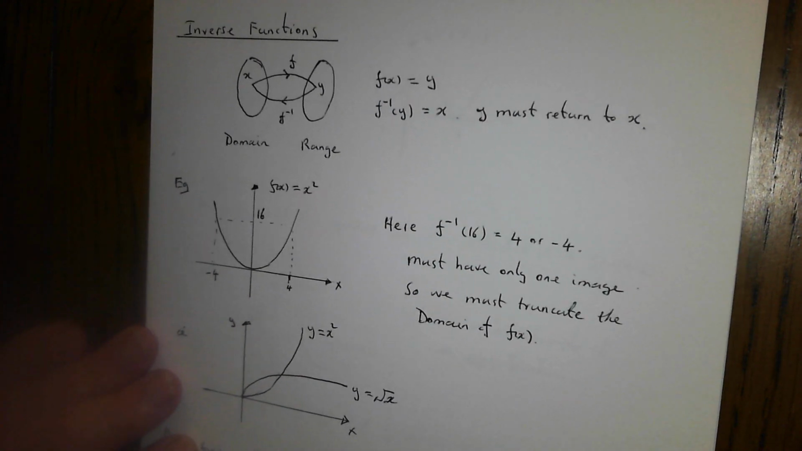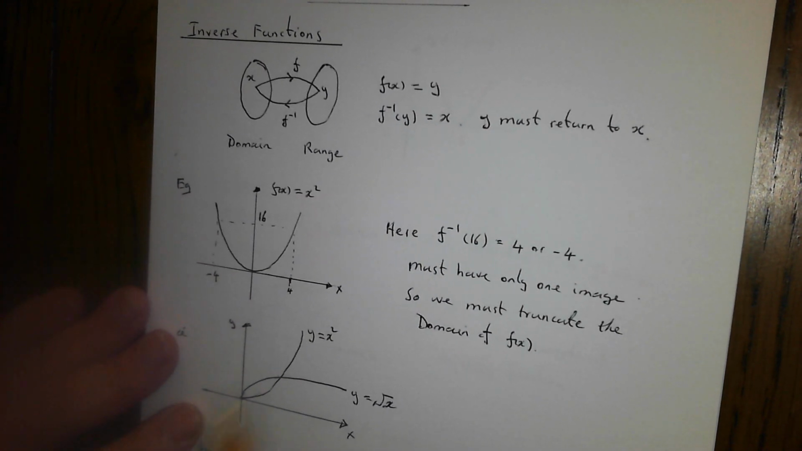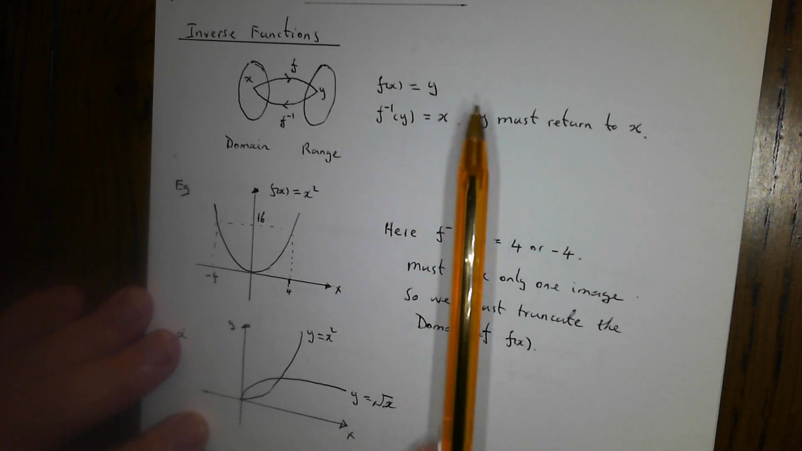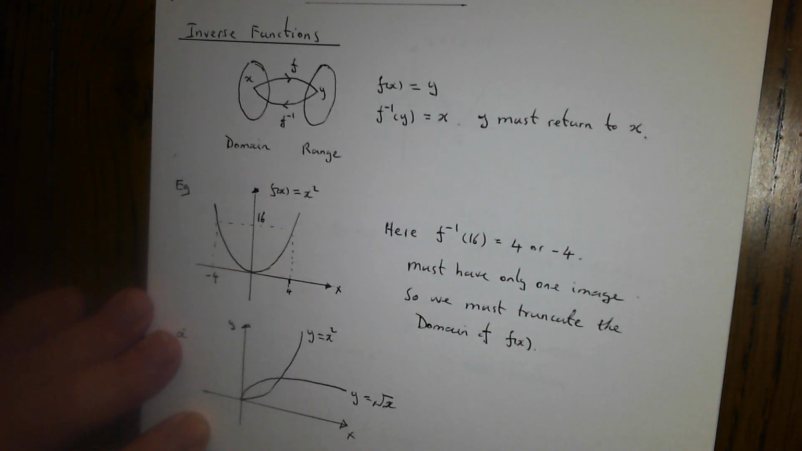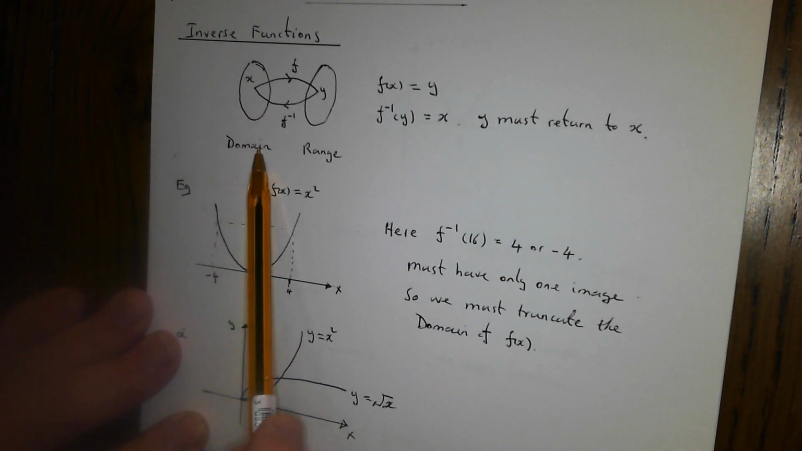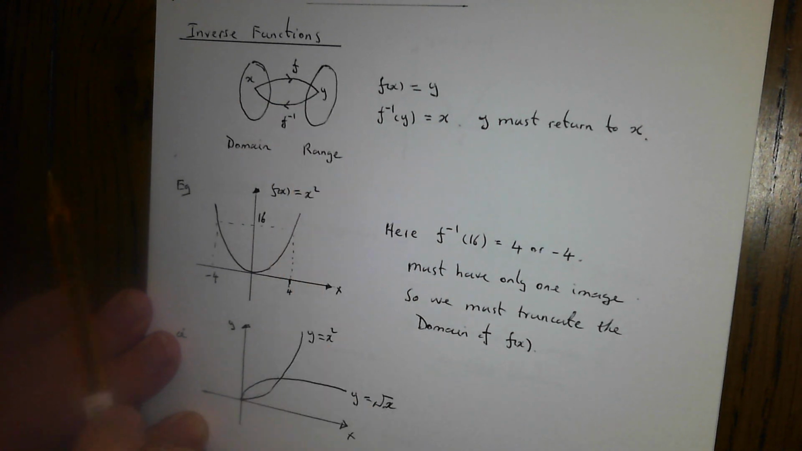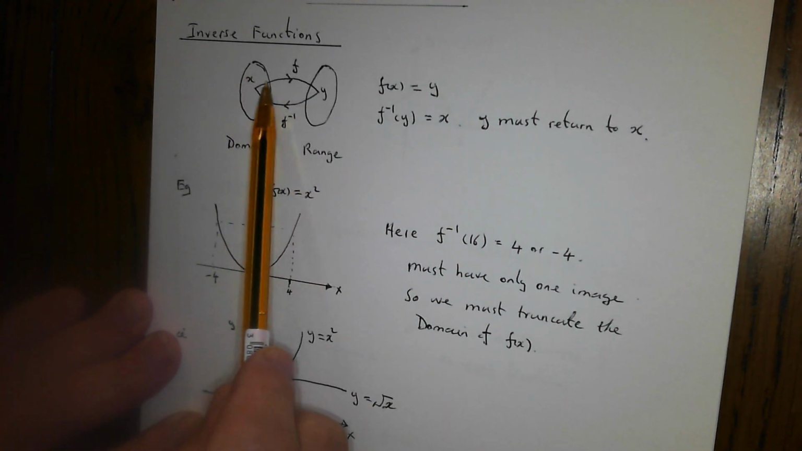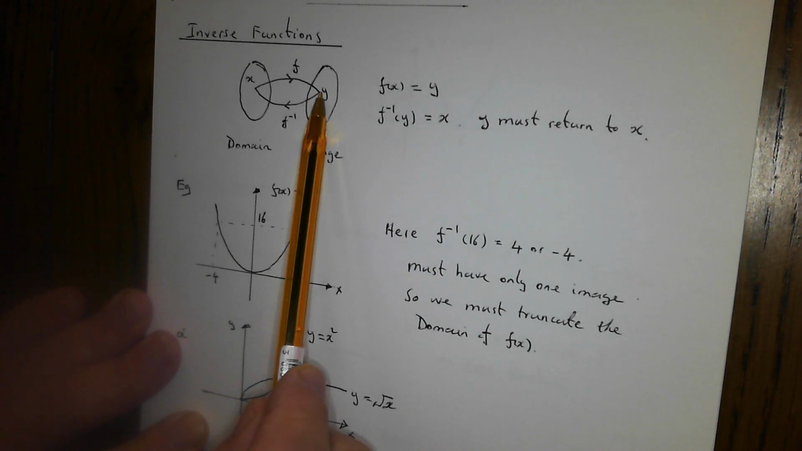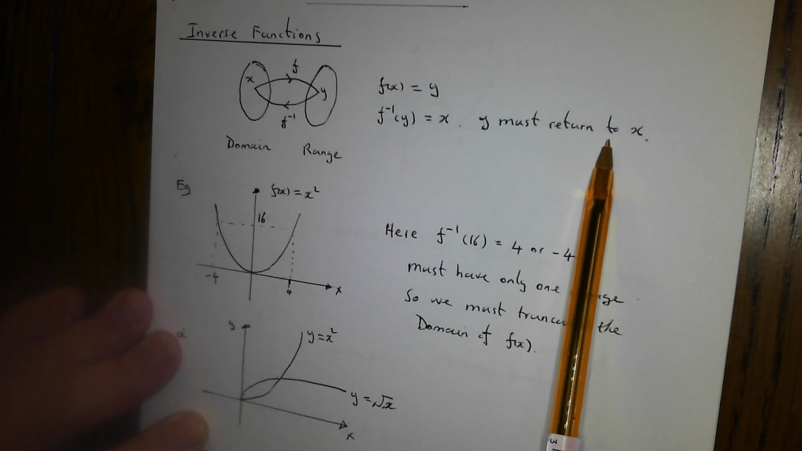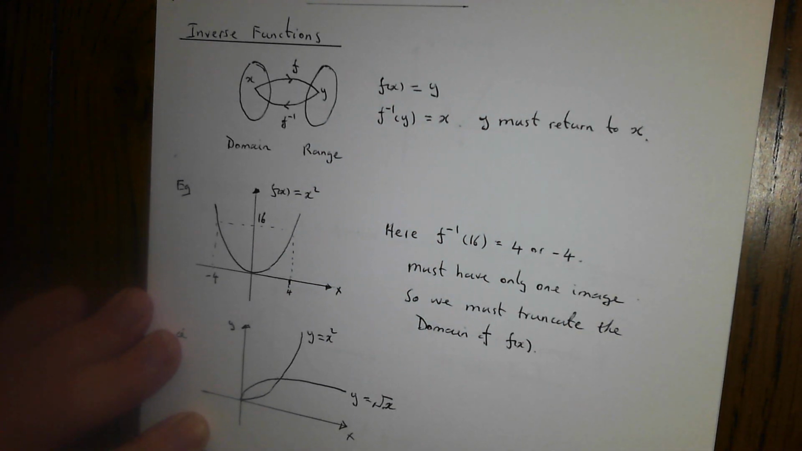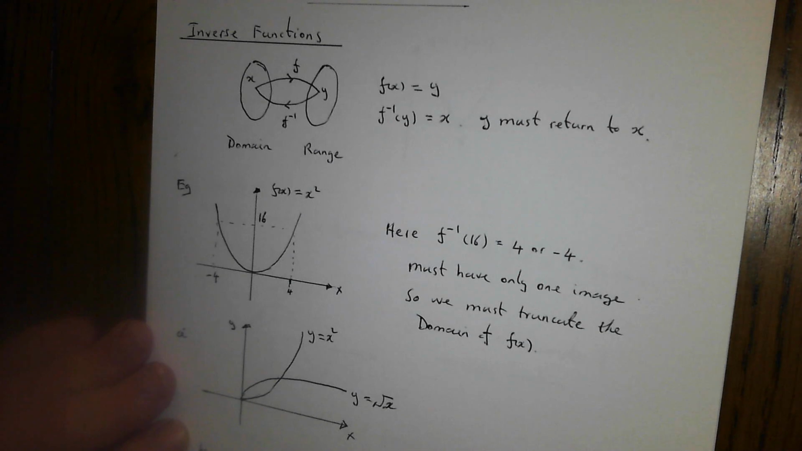Inverse functions. Inverse functions you have to be quite strict with. An inverse function is a function that takes you back from exactly where you came from. So if you've got a domain and a range and you've got a function f, and an element x in the domain is taken over by f to its image y, f minus 1 takes it exactly back to x. Y must return exactly to x. So there are strict conditions on a function to have an inverse.